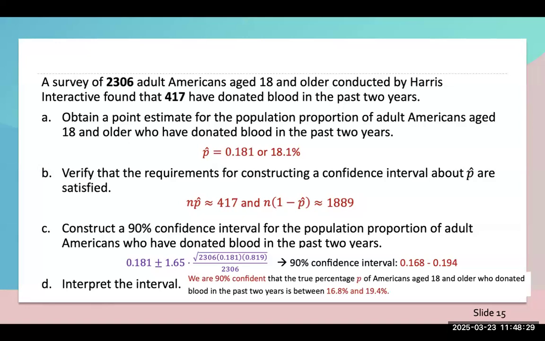So we are 90% confident that the true percentage P of Americans aged 18 and older who donated blood in the past 2 years is between 16.8% and 19.4%. So we think that the true P lives in between those two numbers. Notice how I phrased this. I said I'm 90% confident. I didn't say 90% sure. I didn't say there's a 90% chance. I said 90% confident. And that means that if I repeated the survey 100 times, I would expect 90 of them to have a confidence interval that contains the true P.